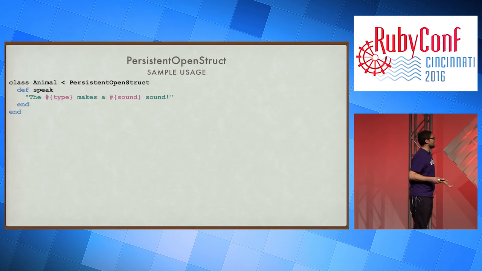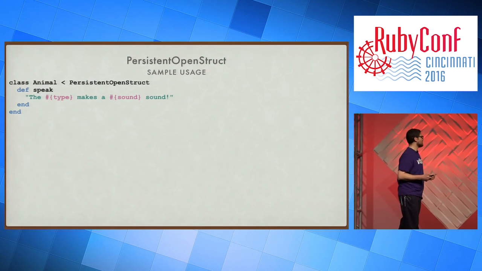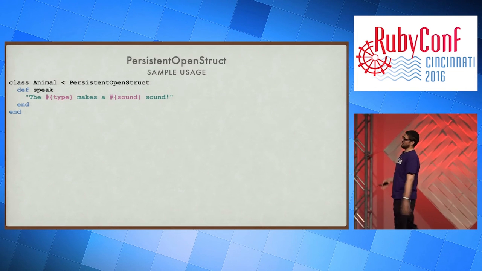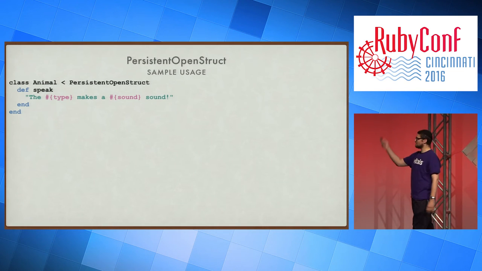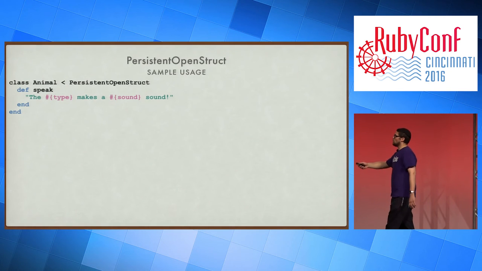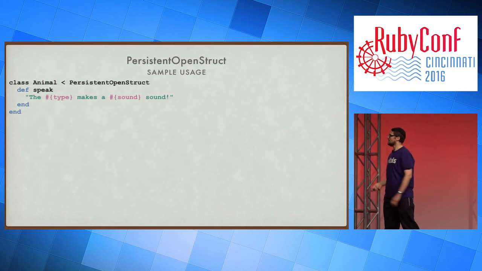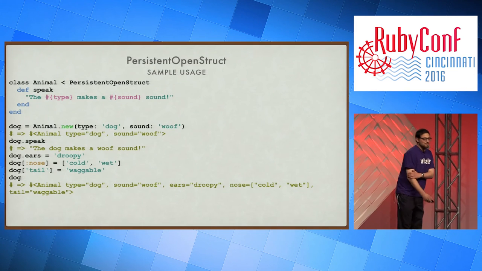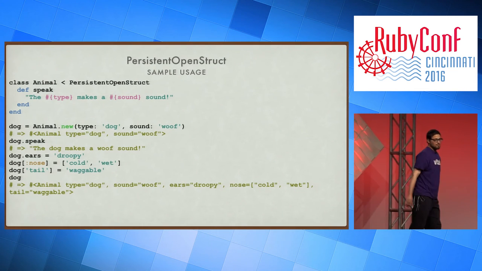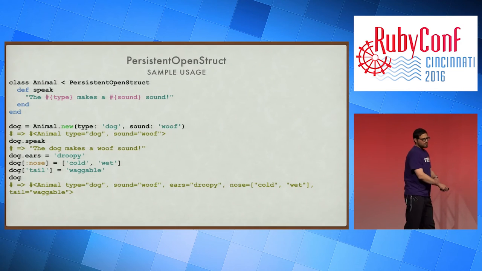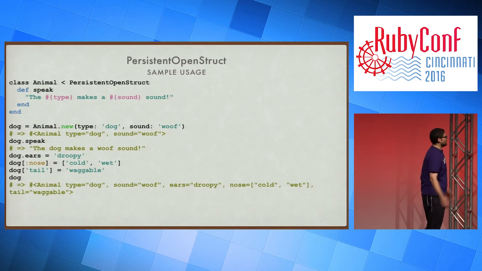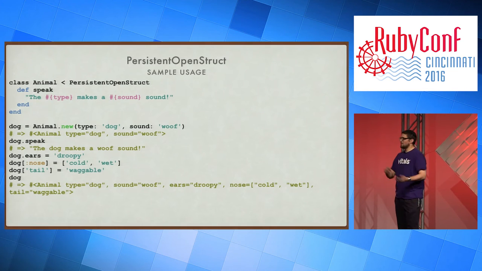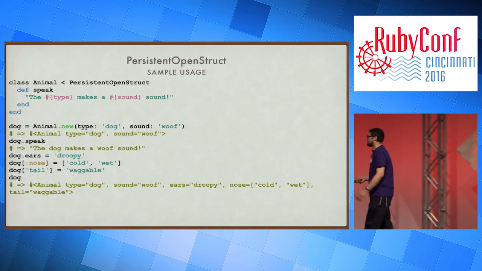So you have your class, which inherits from OpenStruct. In this case, you're going to inherit from persistent OpenStruct. We're basically just substituting in persistent OpenStruct. Then you can define methods. In this case, we have a speak method, which relies on type and sound. And then we're off to the races. So we create a new animal with some information. This is our dog. We can call that dot speak method, and we see that type and sound are properly used. And we can set properties with dot notation, with bracket notation, it all works fine.